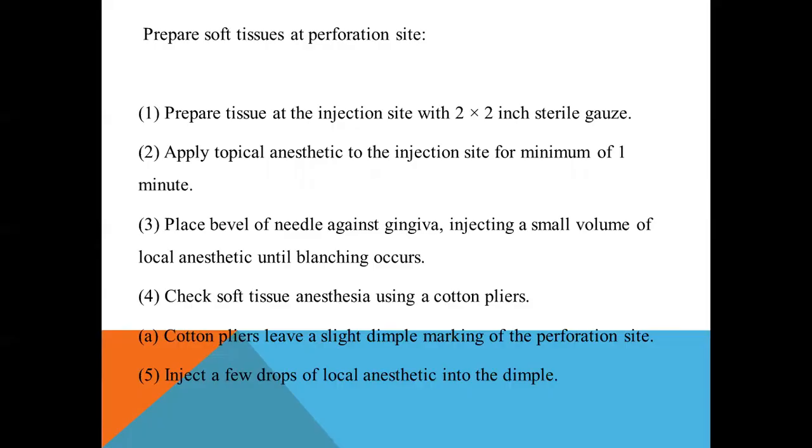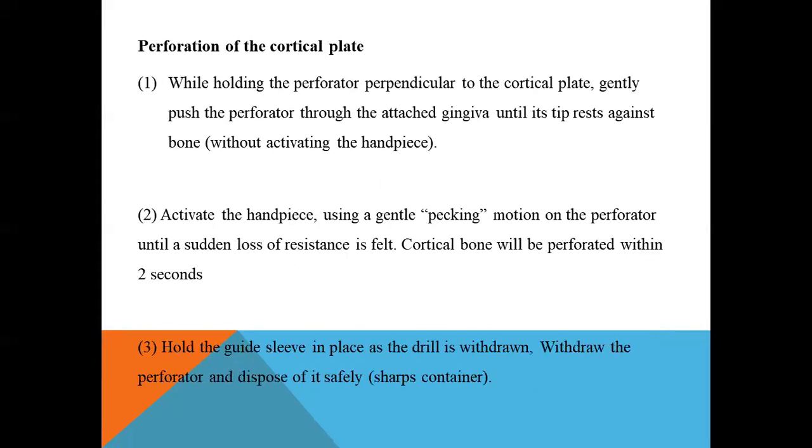Prepare the tissue at the injection site, apply a topical anesthetic, place the bevel of the needle against the gingiva, and inject a small volume of local anesthetic solution until blanching occurs. Check soft tissue anesthesia using cotton pliers. Cotton pliers leave a slight dimple marking at the site. Inject a few drops into the dimple.